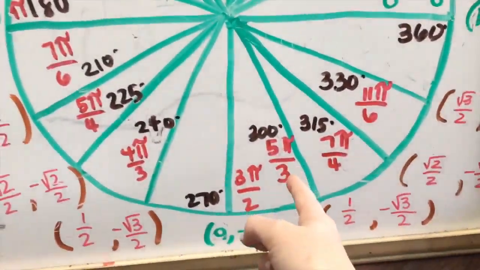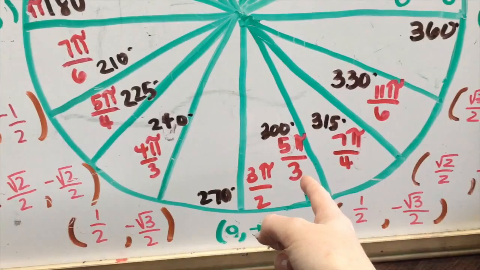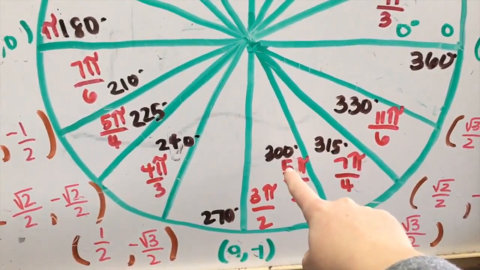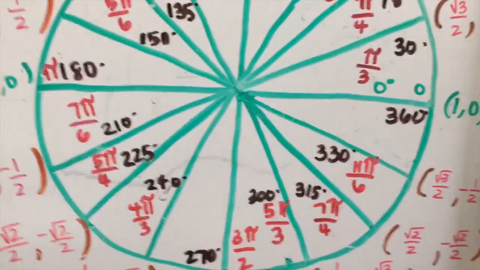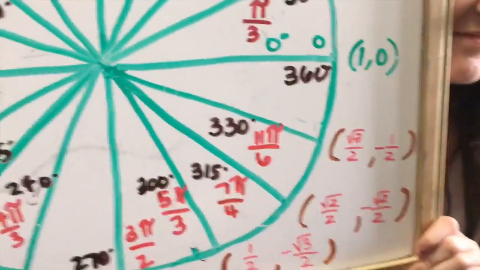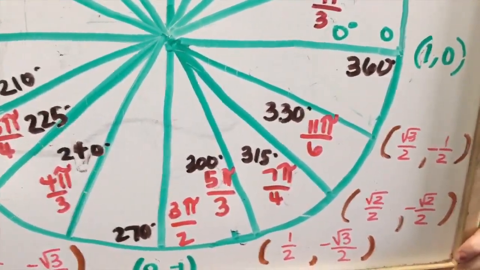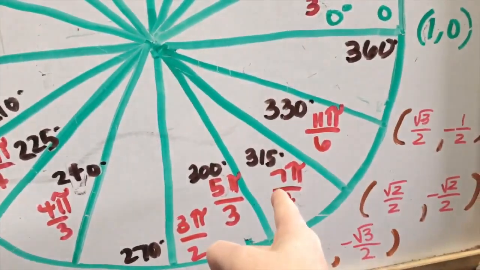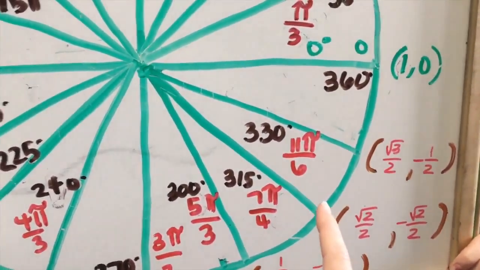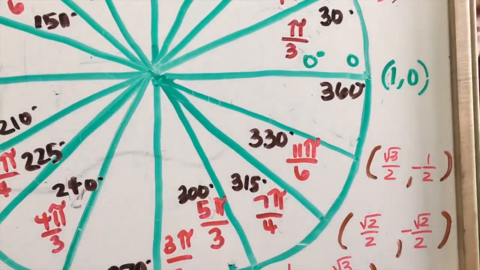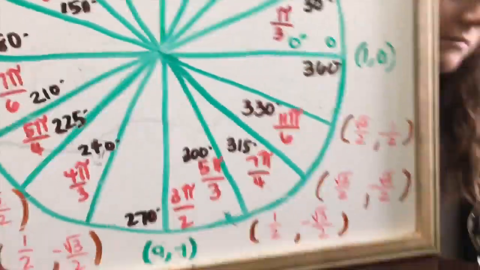For this part of the circle, you multiply the denominator times 2, then subtract 1. So 3 times 2 is 6, and then you minus 1, so it'll be 5 pi over 3. And then it's 4 times 2, which is 8, and then minus 1, so it's 7 pi over 4. Then it's 6 times 2 is 12, minus 1 is 11 pi over 6. And that's it!